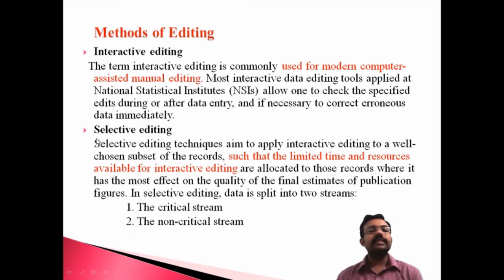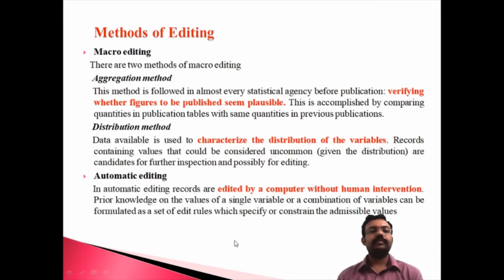The second one is selective editing. In selective editing, suppose time is constrained, we can use selective editing. That is a part of interactive editing. Two streams relate to selective editing: one is the critical and one is the non-critical stream. Another method is macro editing. Macro editing is classified into aggregation and distribution. The aggregation method depends upon the figures. The distribution method focuses on the characteristics and distribution of the variables.